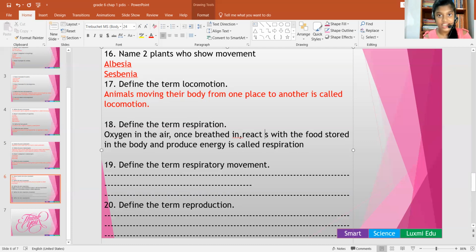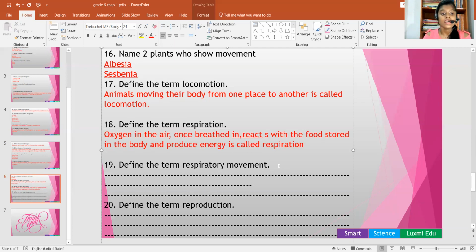You know, in our body the food is stored. Okay, so in our body food is stored. So when the air in the atmosphere, that means the oxygen in the atmosphere is inhaled, it produces energy with the food which is stored in our body. Is called respiration. Okay, children? Yes? Did you understand very well? If you can't, just comment me in the comment section. I'll be answering for all the comments.